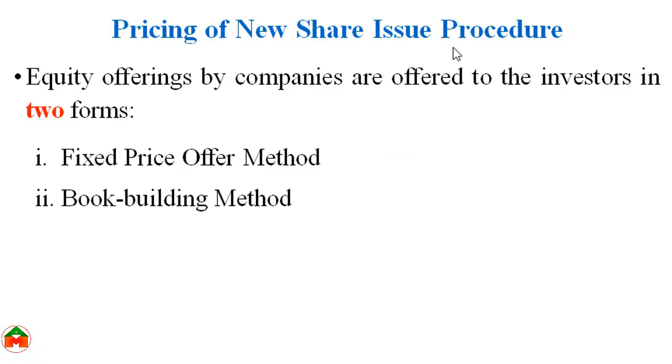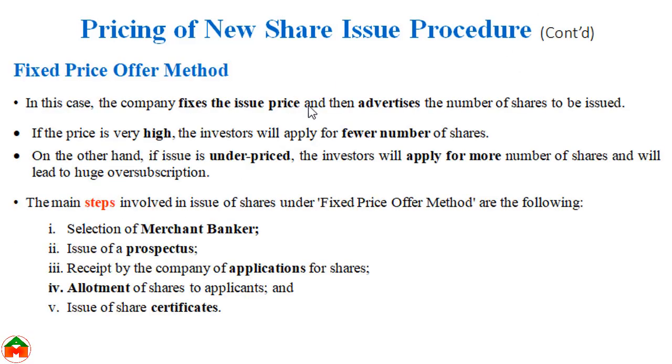Whenever a company is issuing shares, the pricing can be of two types. The first one is the fixed price offer method, and the other one is the book building method. In the fixed price method, the company fixes an issue price that is advertised to the public by issuing the prospectus. If the price is high, then there will be a fewer number of subscriptions from the potential shareholders. But if the price is low, then there will be a huge number of applications from the potential investors.